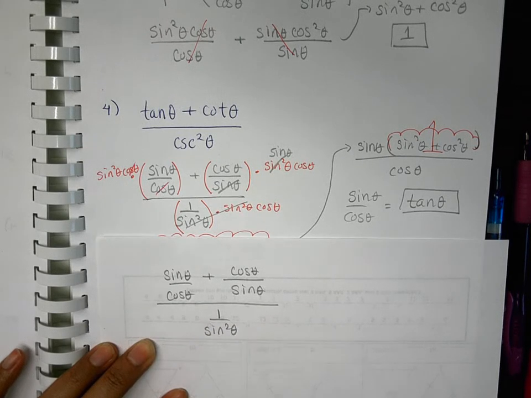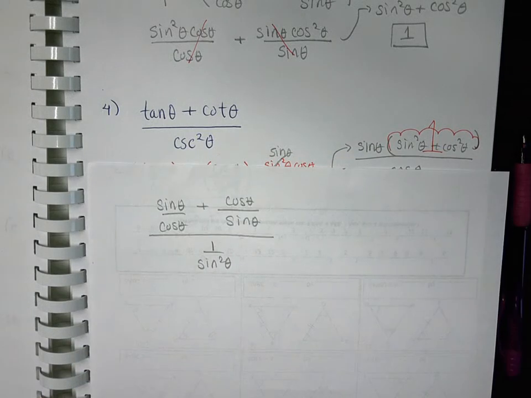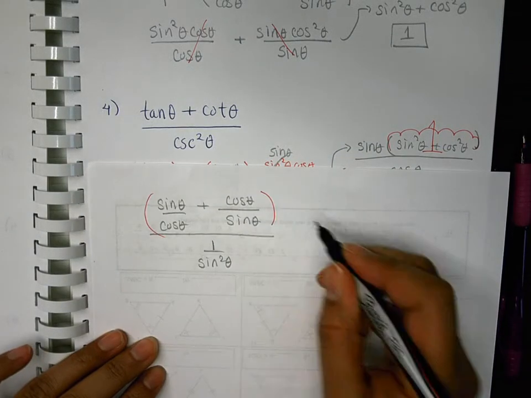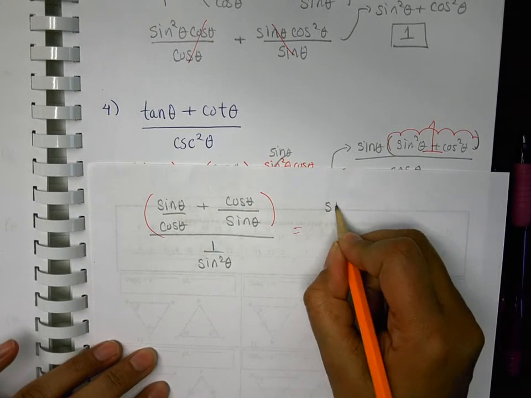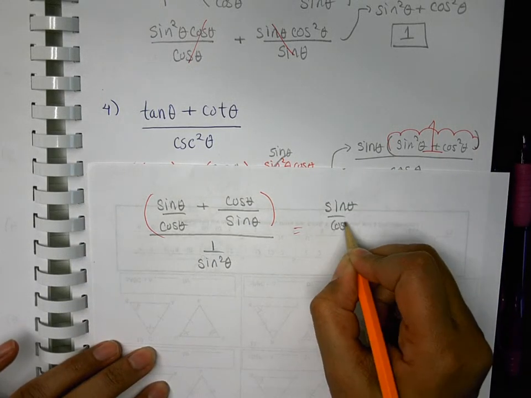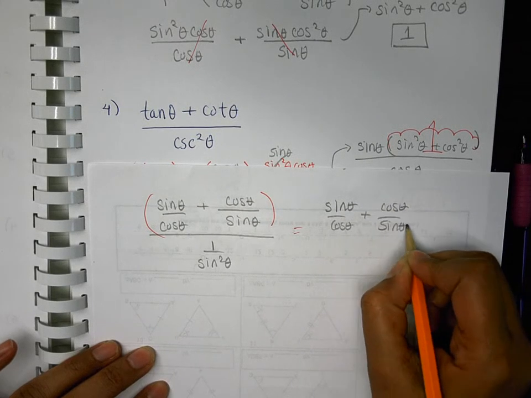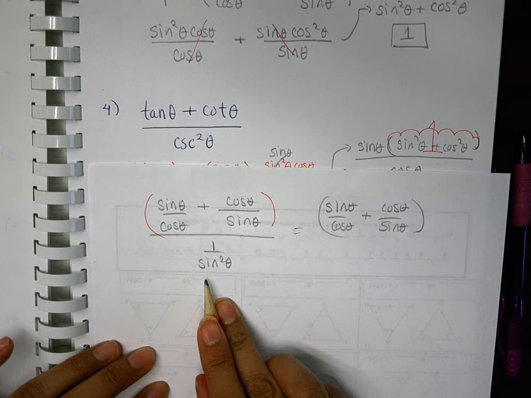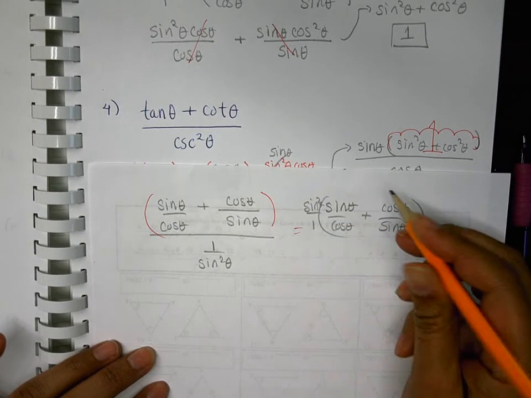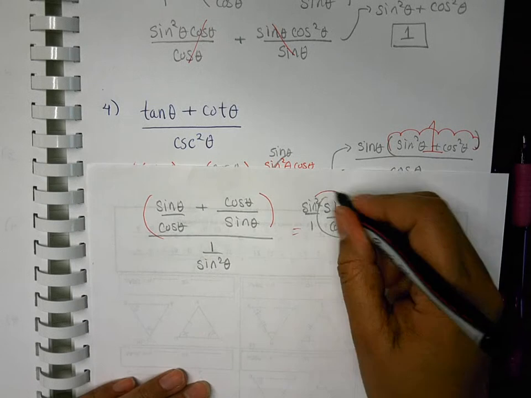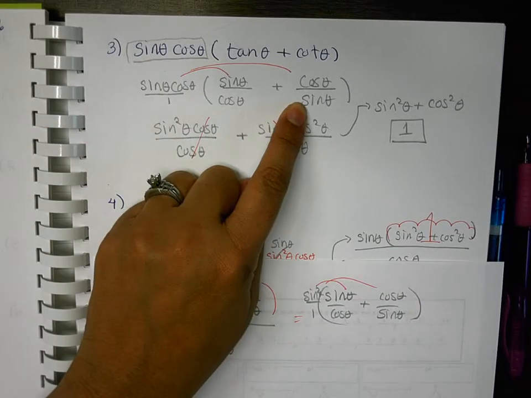Okay. She said, could I multiply by the reciprocal and leave the top as is, sine theta over cosine theta plus cosine theta over sine theta times, what's the reciprocal? I'm going to put in the front, sine squared theta over 1. And then she said, can we distribute like we did over on this one here? Sure. There's nothing wrong with that.